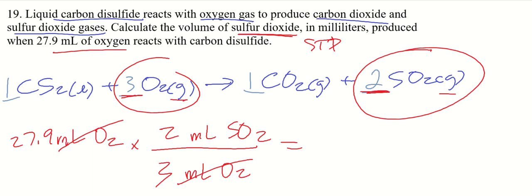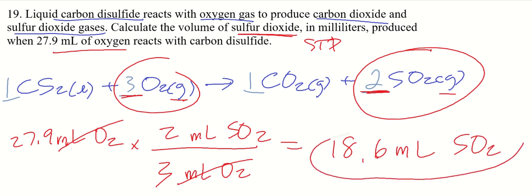Let's punch these numbers in. 27.9 times 2 divided by 3. 18.6 milliliters of SO2. That was a nice shortcut there.